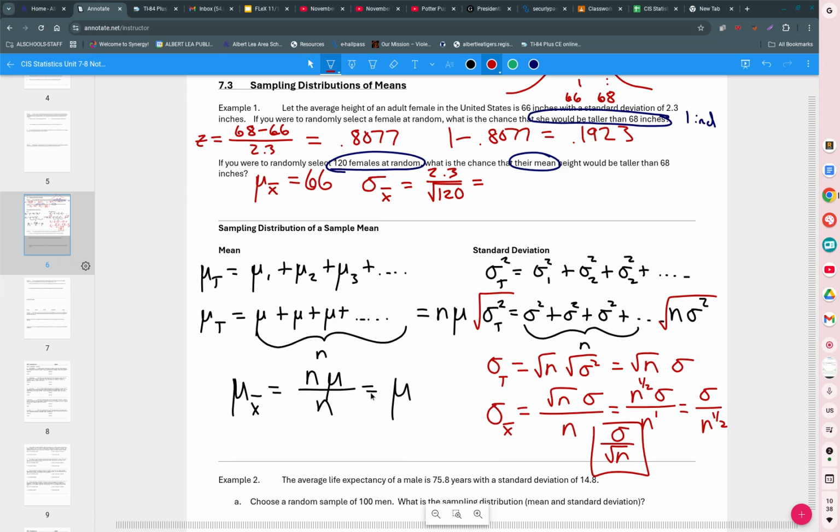Lily, what'd you get? 0.20996. So if we would like to be able to find the chance that the mean height is taller than 68 inches, what we will do is we'll take that 68 minus 66, but this time we're going to divide it by 0.20996.